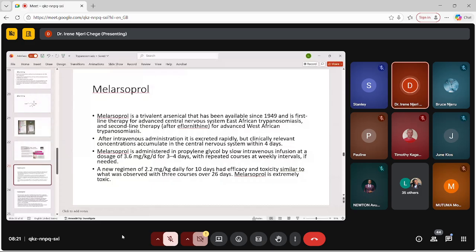So this is what we're calling melarsoprol. As you can see, it's an arsenic compound.